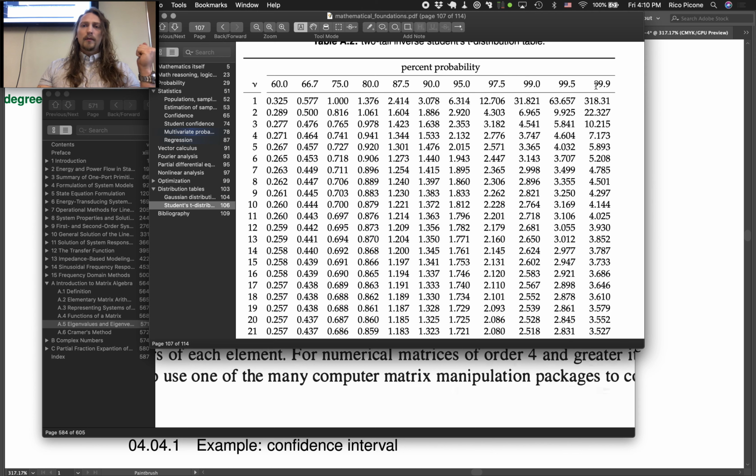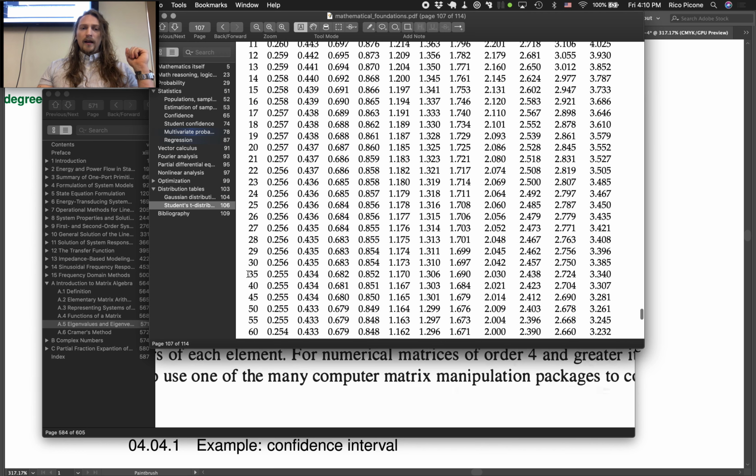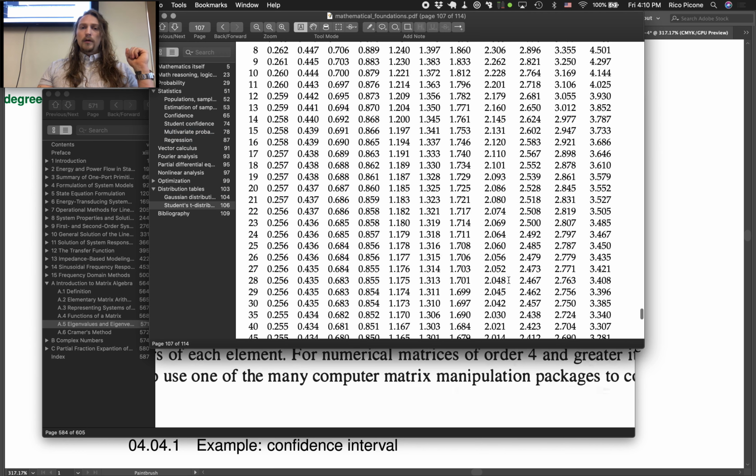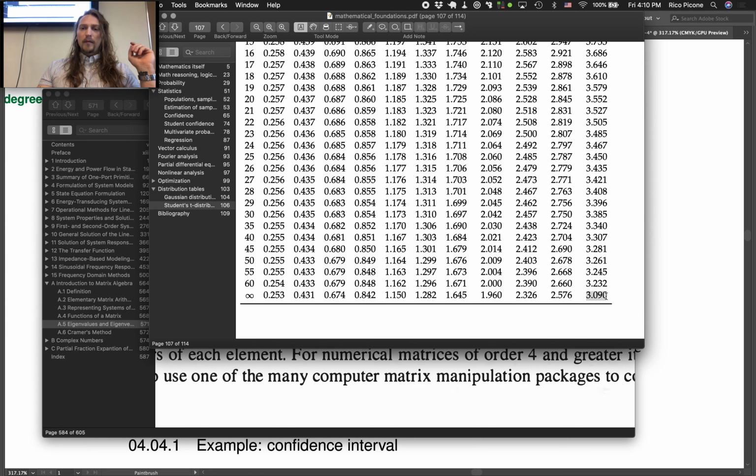certain probability. So say I want a 99.9% confidence, then this is the column that I'm going to be looking at. I look up my sample size, or nu, my degrees of freedom, which is the sample size minus 1. And then that row corresponds to different confidence or probability. So 99.9% is given here, and if you have an infinite sample size, which corresponds to the Gaussian, of course, 99.9% corresponds to a t-score of about 3. So that's how this table works.